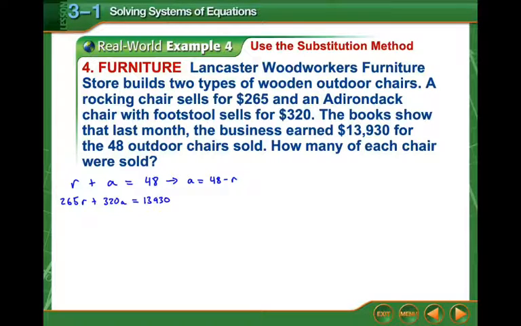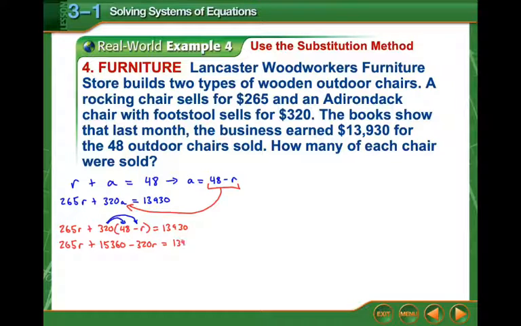So now what we're going to do is take that, 48 minus r, and plug it in for a in the second equation. So we now have 265r plus 320 times 48 minus r equal to 13,930. So that means we now have an equation with one variable. We just need to simplify. So we need to distribute the 320 into the parentheses. So 265r plus 320 times 48 is 15,360 minus 320r equal to 13,930.